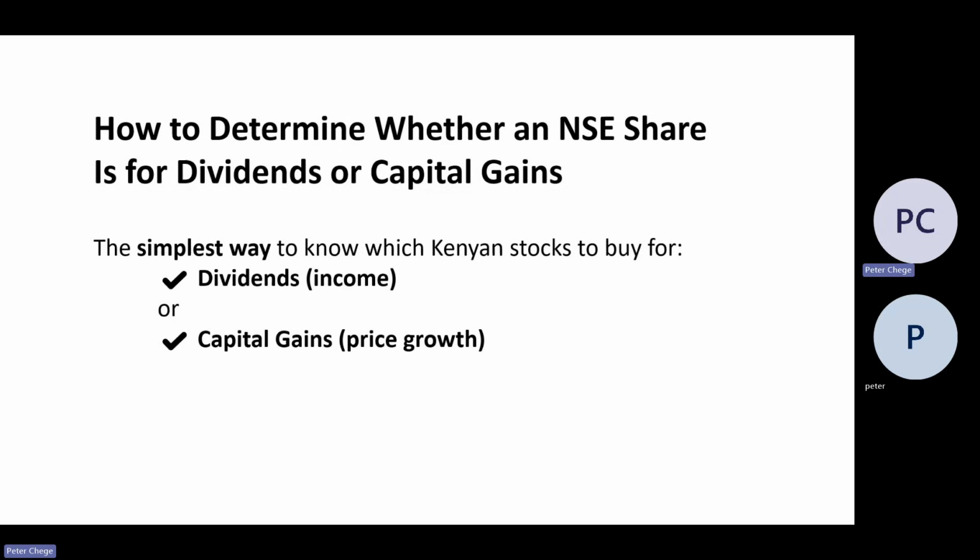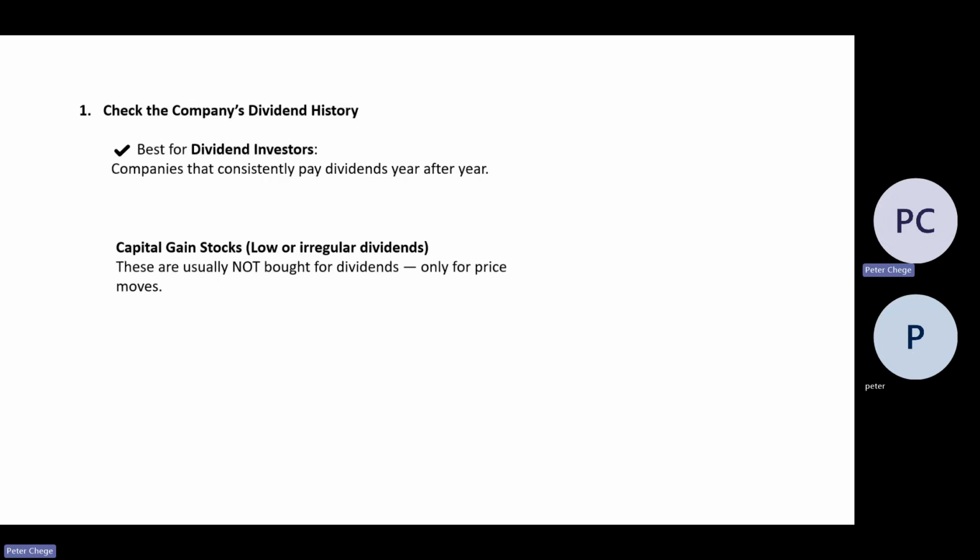There are simple ways that you can use to determine whether a share is a dividend stock, that is income, because you are receiving money without selling, or capital gains, where you look for growth and you sell when you make money. So one is checking the dividend history. We have seen you can check that through stockanalysis.com. You can also check through the NSE website, price list, and also my blog on the dividend history.